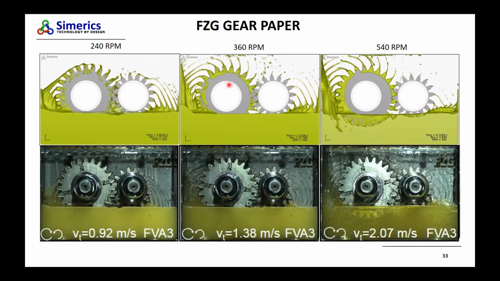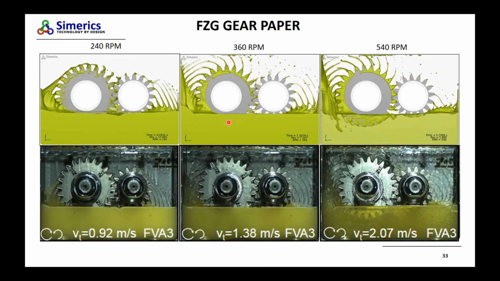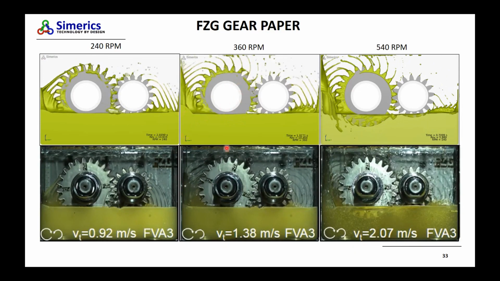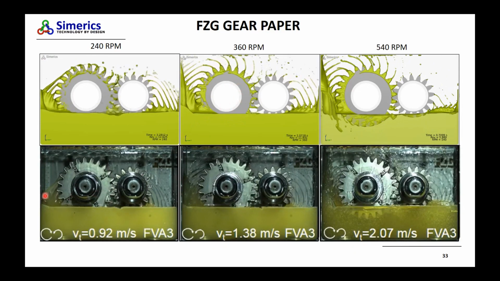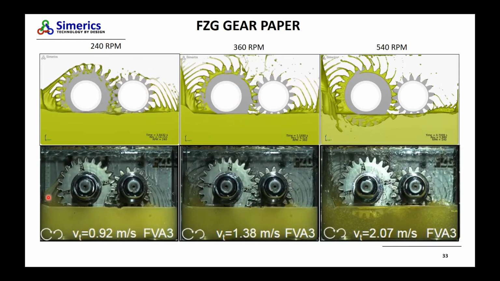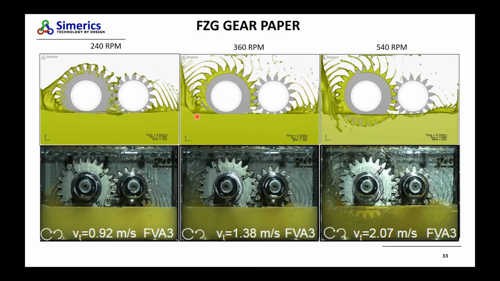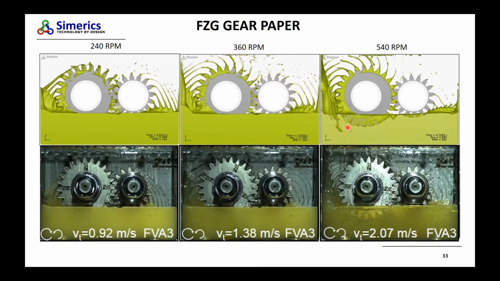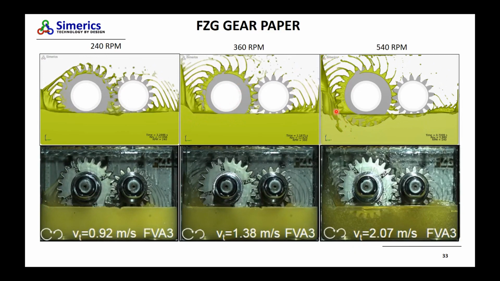The other thing is the side splash. Due to this oil churning, the bigger gear especially pushes oil towards the side because the container is small. At lower speed, you get some oil rising up in the corner. As you go to higher and higher speed, the oil rise in the corner gets larger. And that is something the simulation can pick up quite well.